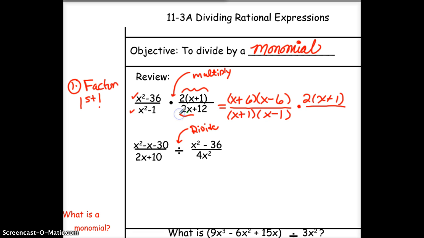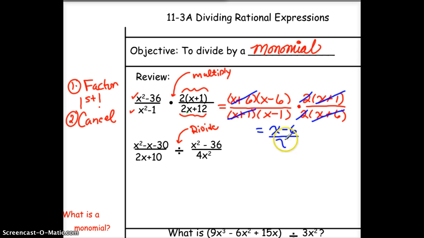On the bottom, it is not a difference of squares, but it does have a factor of 2 that needs to get pulled out. So I'm going to divide a 2 out of each term. Once it's factored, then I can go in and start canceling. So now that I've factored it, I'm going to cancel common factors top to bottom. I cancel the entire x plus 6 with the entire x plus 6. I cancel the x plus 1 with the x plus 1. I cancel the 2 with the 2. What's left is x minus 6 times x minus 1. And that is my final simplified answer.